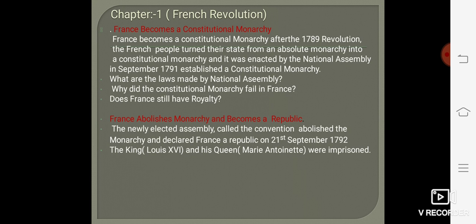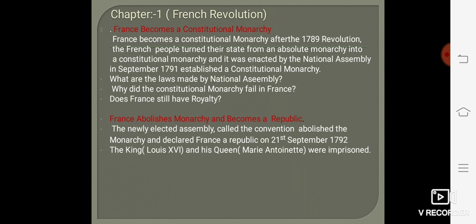In 1789, food shortages and economic crisis led to the outbreak of the French Revolution. King Louis XVI and his queen Marie Antoinette were imprisoned in August 1792, and on 21st September the monarchy was abolished.